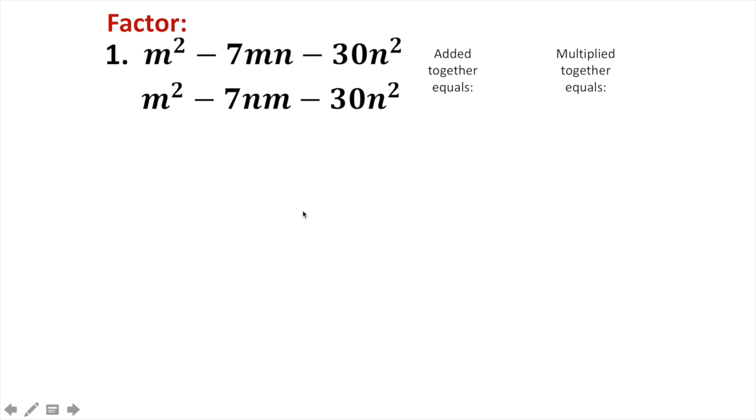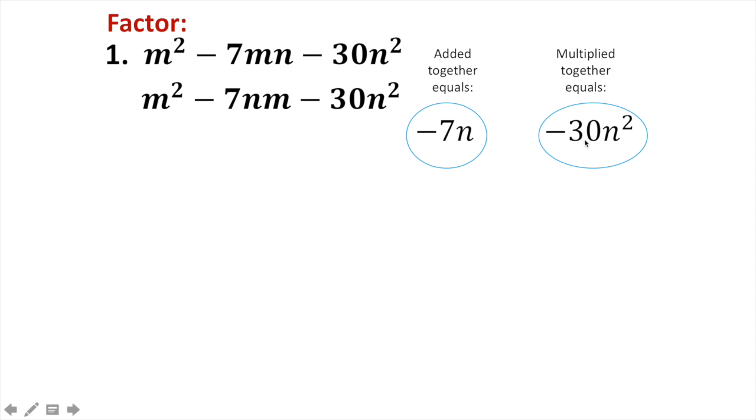So it needs to multiply together to equal c, and c in this case is negative 30n squared. b is negative 7n. That's the big difference here. It's not just a number, it's a number and letters. So we've got negative 30n squared, that's my c, and negative 7n. We're not including the m because that's part of our first one. So this is going to be our coefficient on this one.